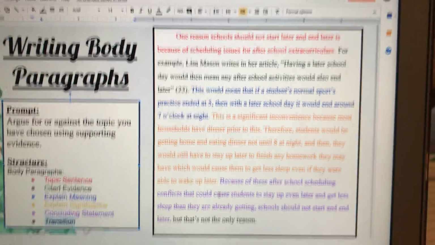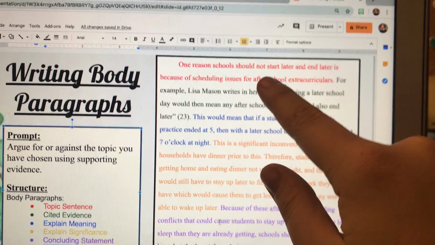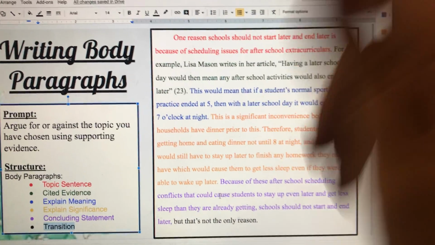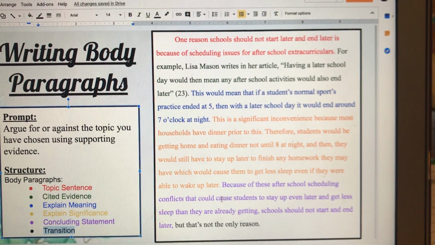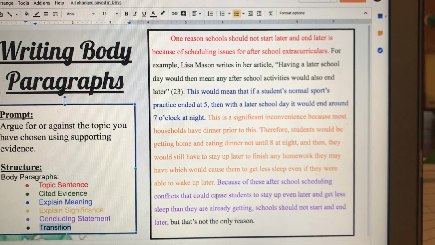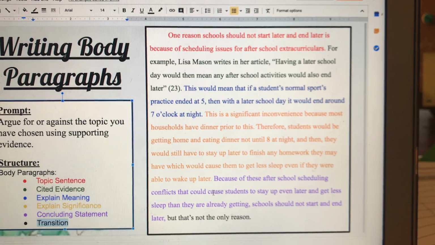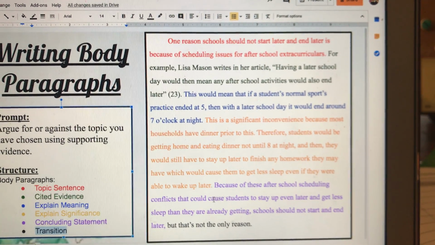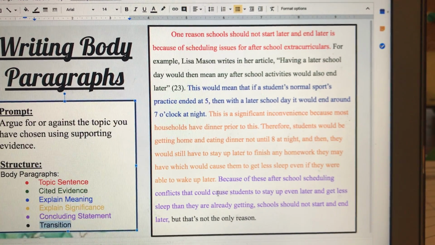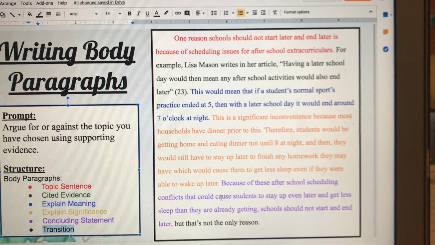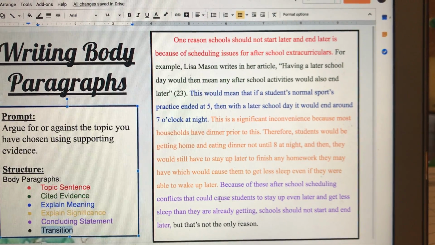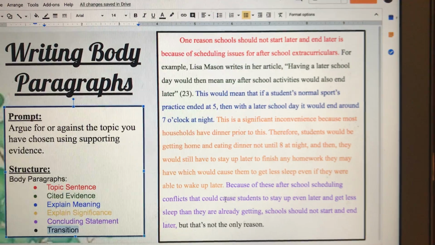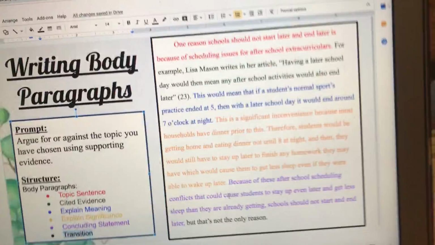So our first sentence, which is in red, is the topic sentence. The topic sentence reads, one reason school should not start later and end later is because of scheduling issues for after-school extracurriculars. So that explicitly tells us what this paragraph is about. It's going to talk about how after-school extracurriculars and school scheduling is going to inhibit school starting later. The second part.